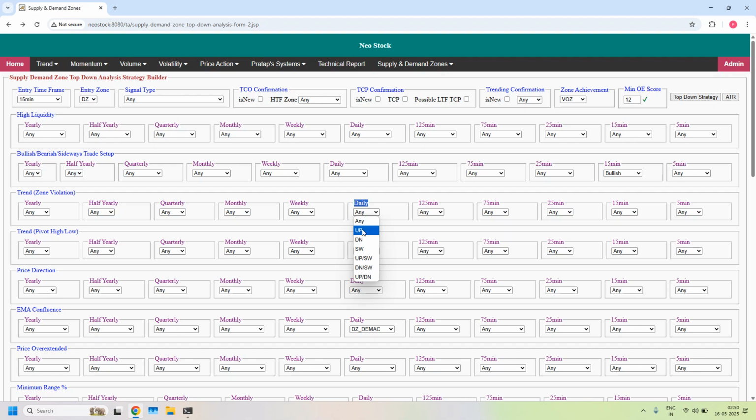Some mistake I did here. This is bearish trade setup, right? For bearish trade setup, I have to select daily supply zone with daily EMA. Is it bullish or bearish? Sorry, my apologies. I confused. Actually, this is bullish trade setup. So demand zone with, correct, this is correct, daily demand zone with daily EMA confluence.